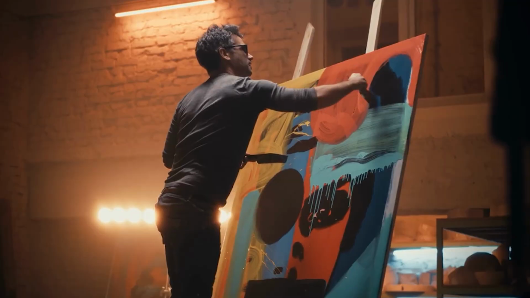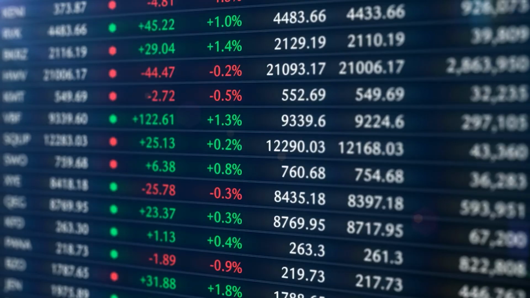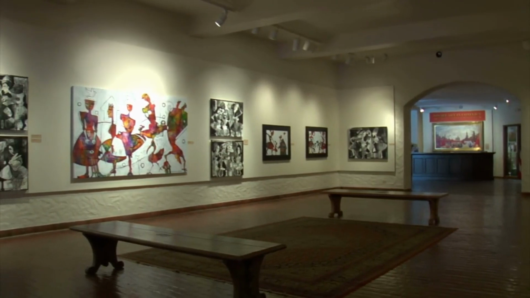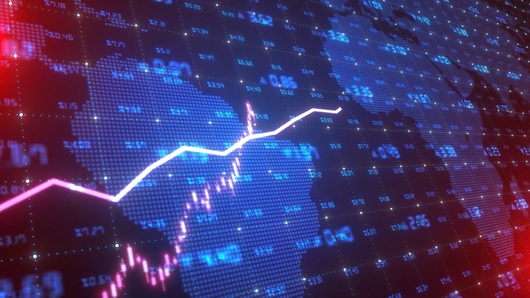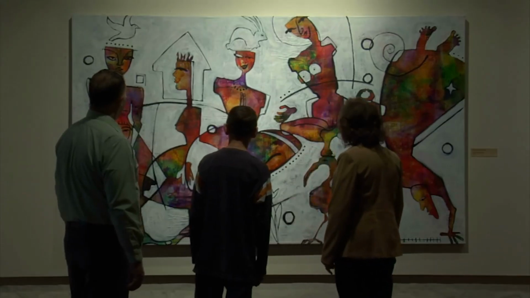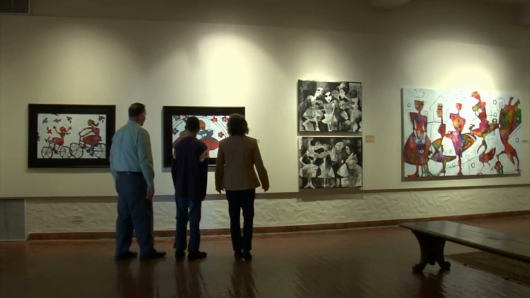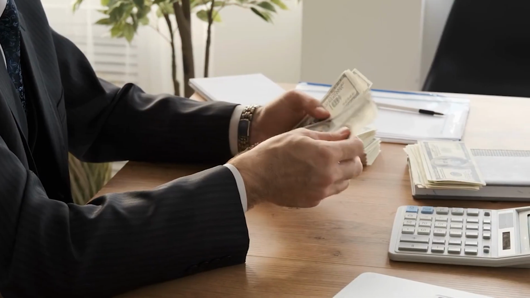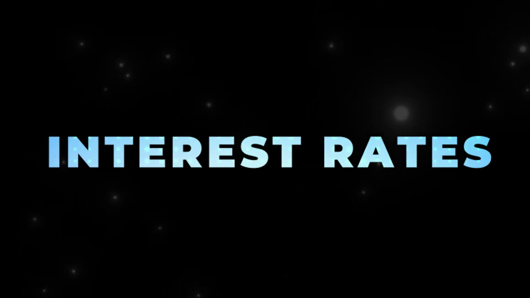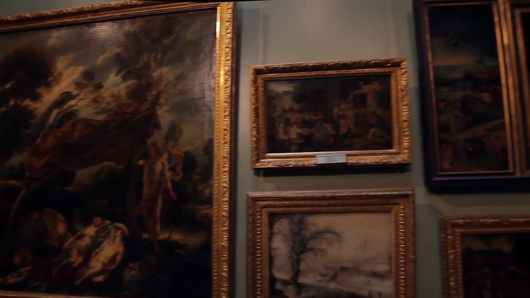Art is often seen as a luxury good, which means that during periods of economic growth, demand for high-end art can surge. However, during times of recession or economic uncertainty, art sales often decline as buyers become more conservative with their spending. Art investors should be aware of these economic cycles and how they can affect the liquidity of their investments.